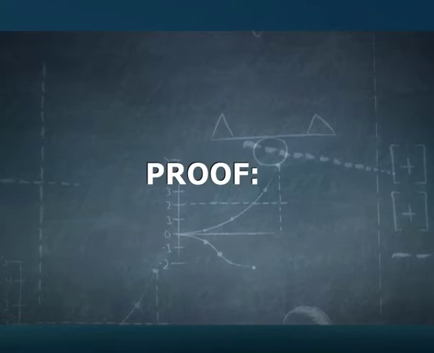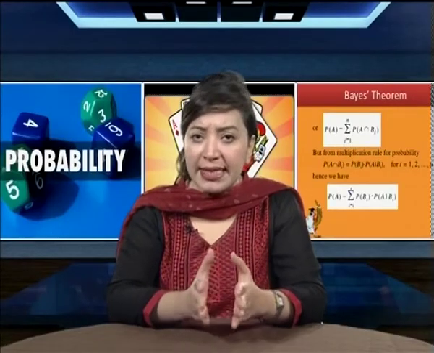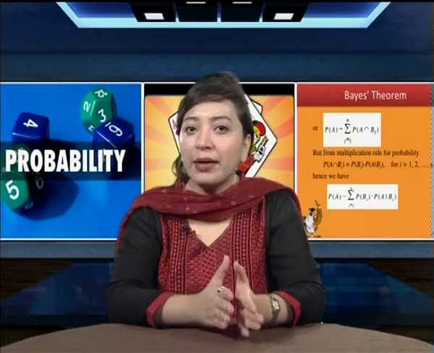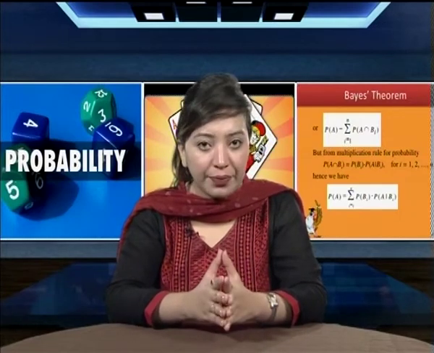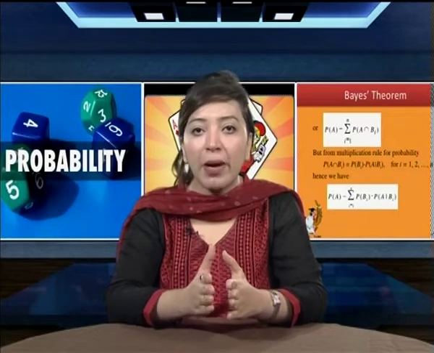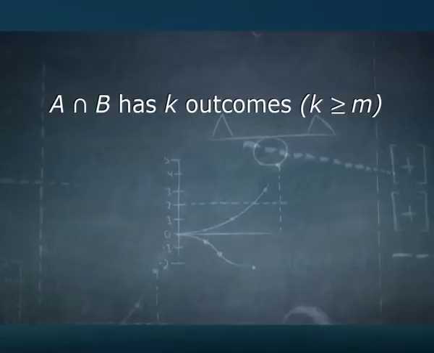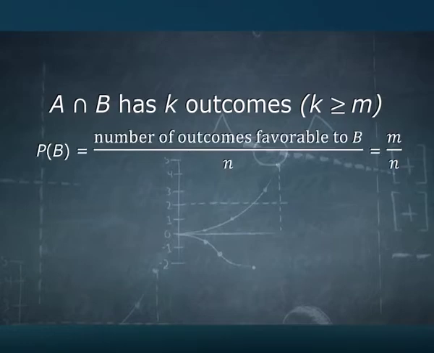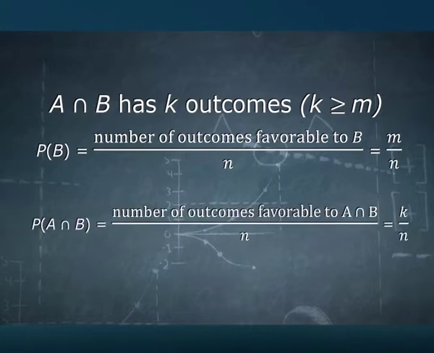So, we have a proof to this. To prove the theorem, assume that the sample space S has n possible equally likely outcomes. Suppose event B has m outcomes while A intersection B has k outcomes. So, k is less than or equal to m. Then we have probability of B equals the number of outcomes favorable to B divided by n. So, that is equal to m by n. And the probability of A intersection B is equal to the number of outcomes favorable to A intersection B divided by n. So, that is equal to k by n.